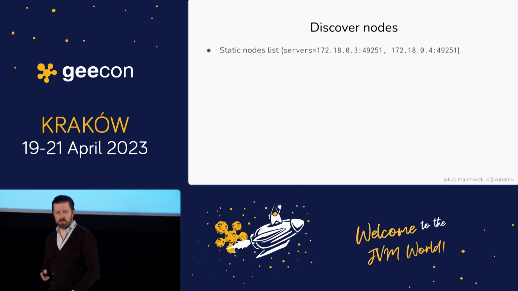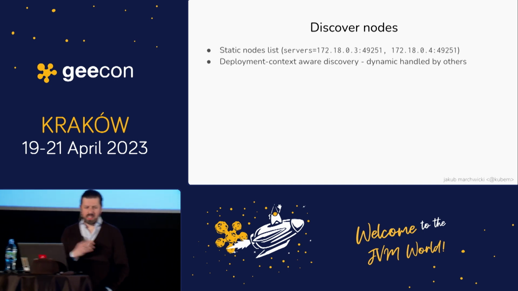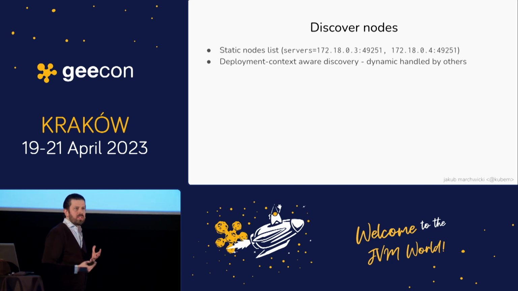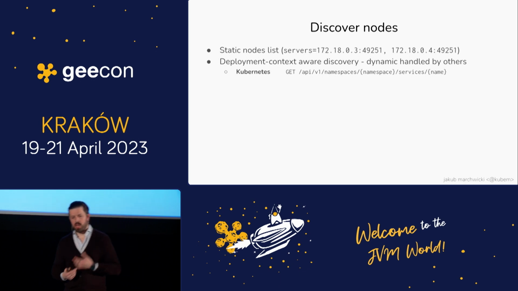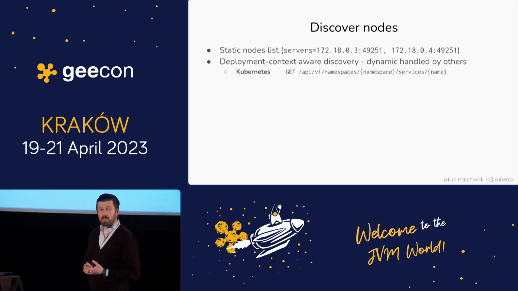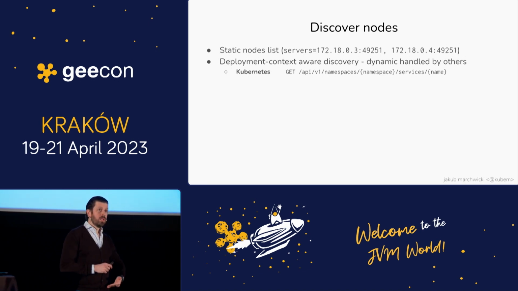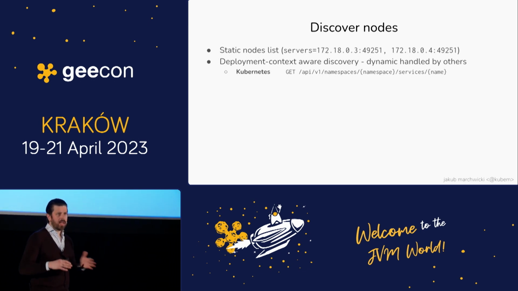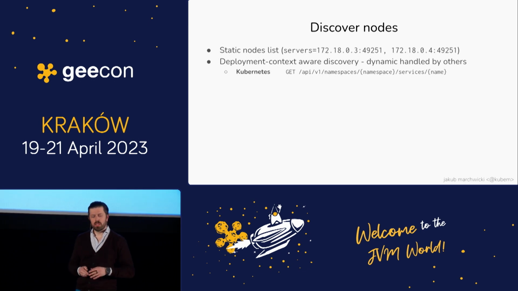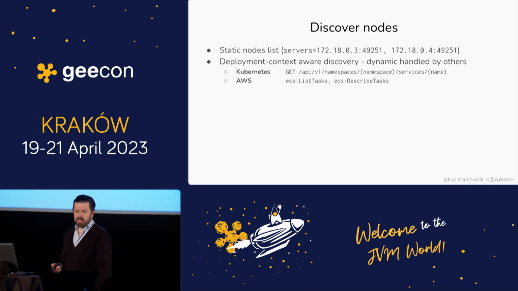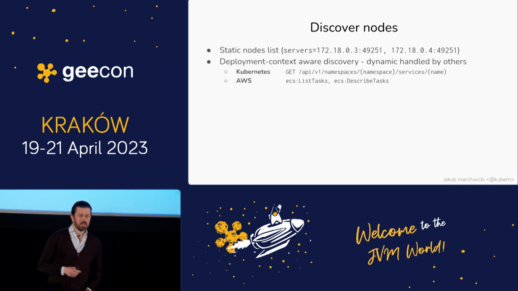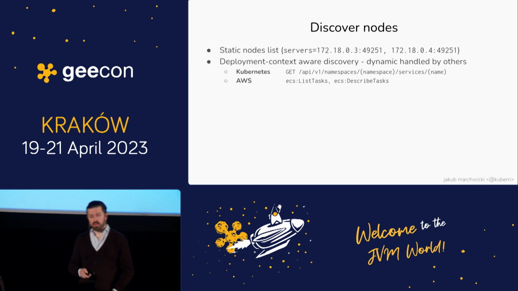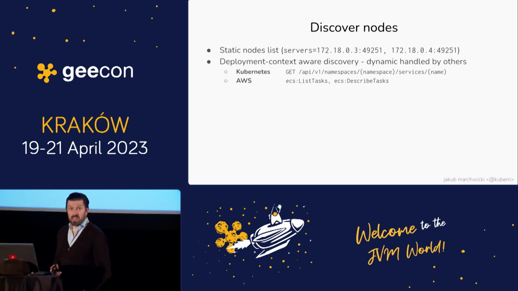But it's a starting point. Then we can do any kind of deployment context-aware discovery. So if we are going Kubernetes, there is an endpoint that we can reach out to, and it can tell us, hey, your service has this number of instances, of pods, and these are the IP addresses. Just take them. So we can have dynamic discovery, but it's outside of our application. Same goes with AWS. If you are deploying as ECS, you can use the AWS API, SDK, to reach out and get that information. Nothing interesting.